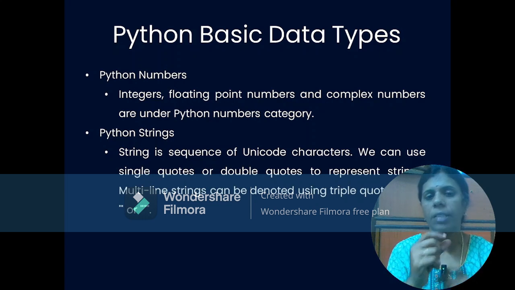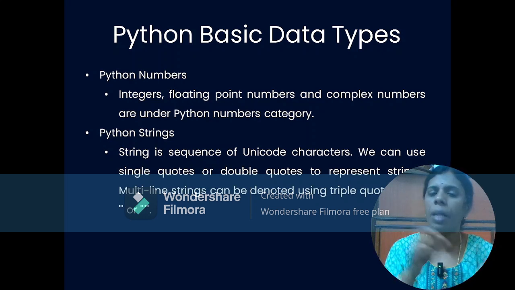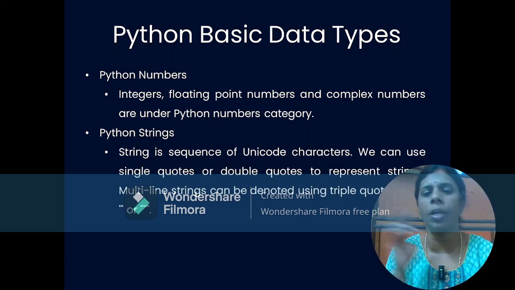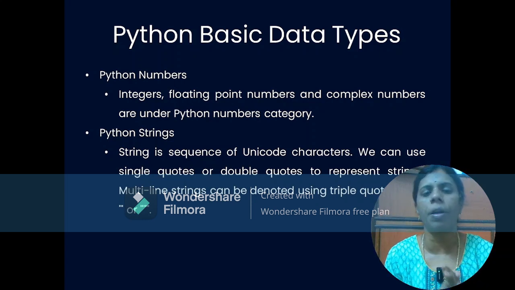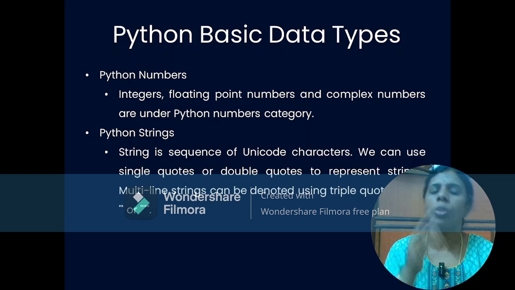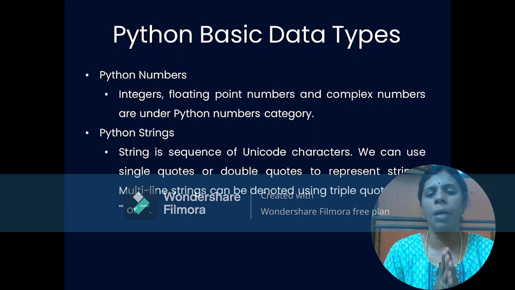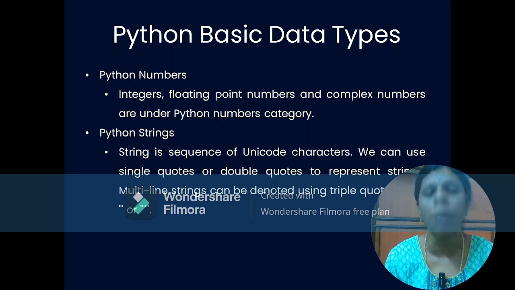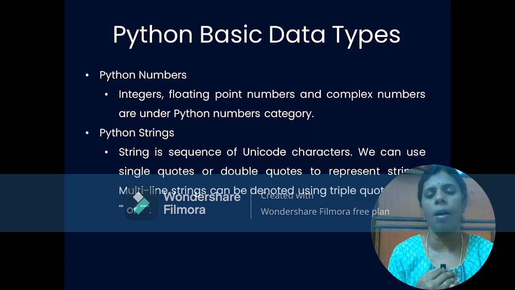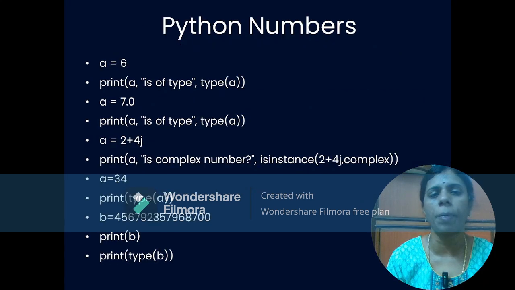Numbers mean the whole integer, the floating point numbers, and also the complex number, with a real part and an imaginary part. So the complex number is one of the parts of the Python number category, and also string. Characters and strings are both represented as a string data type. Single quotes or double quotes may be used for a string, but multi-line strings can be represented by using triple quotes. So this is the data type representation.